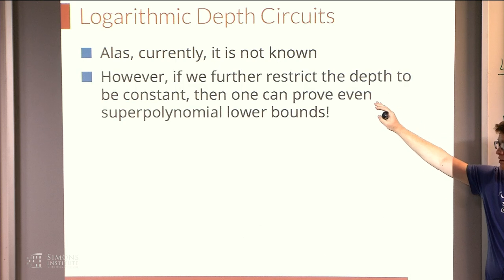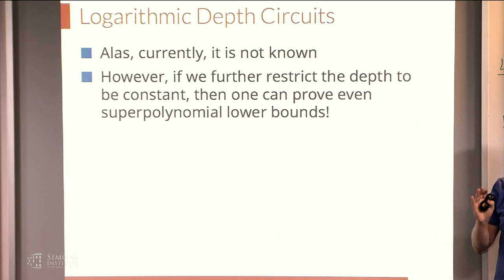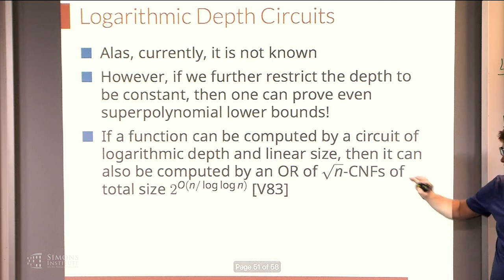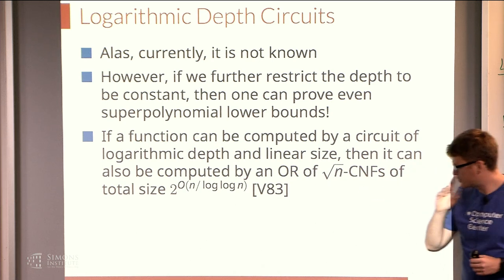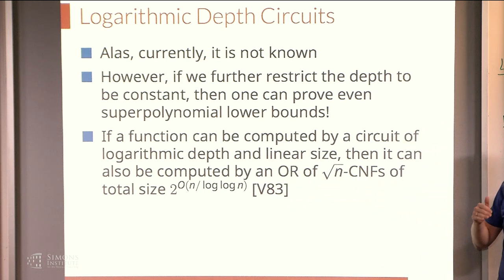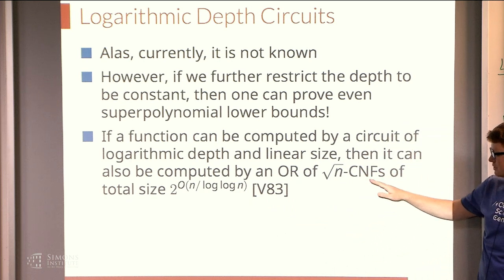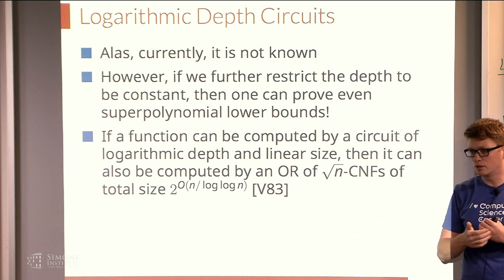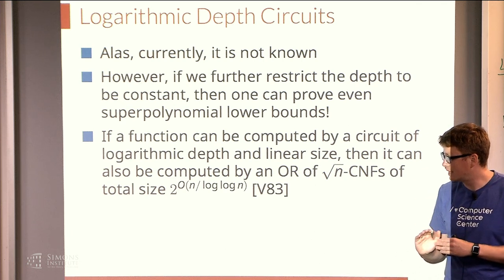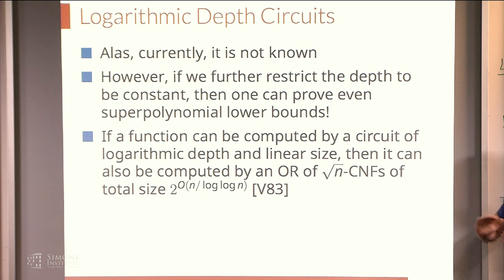But of course, we do know that if we restrict the depth to be constant, then we do know even exponential lower bounds. And there is a well-known result by Valiant, it should probably be Valiant 77, which says that if you prove a strong enough lower bound for depth three circuits, in particular, you would like to find a function which cannot be computed by an OR of that many CNFs, such that each CNF has at most square root n variables in every clause. So if you construct such a function, then you get a nonlinear lower bound for a function in the setting where the circuit is requested to have a logarithmic depth.